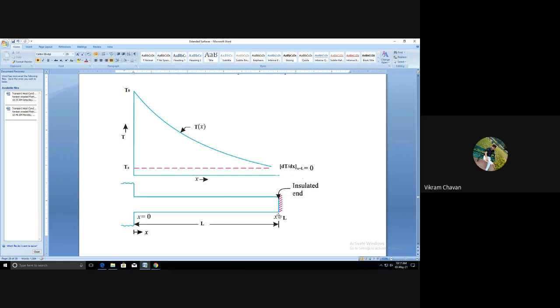And at the end of the fin, we have to consider the second boundary condition, that is x equal to L. At x equal to L, the temperature gradient will become 0, that is dT by dx at x equal to L will become 0, or the variation of temperature with respect to x we have to consider as 0.